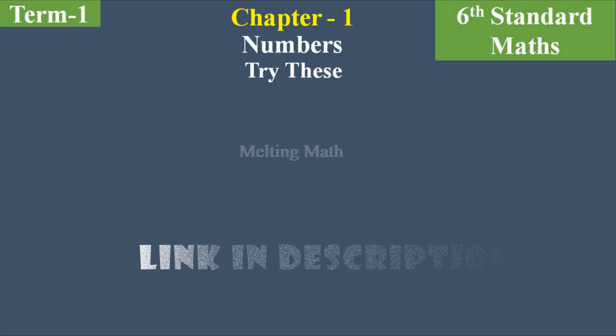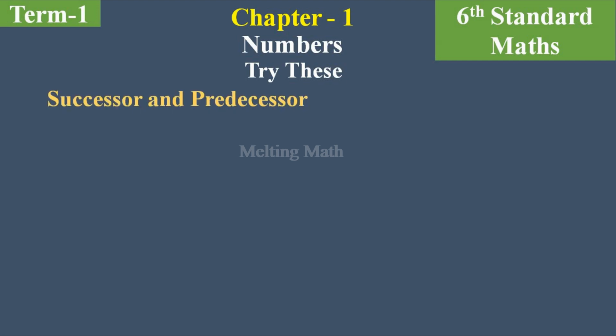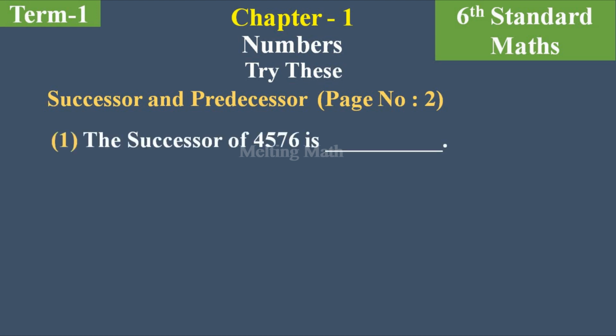So let's see some sums based on successor and predecessor, which is on page number 2 of your textbook. Let's see the first one. The successor of 4576 is dash. We already discussed this in the introduction class itself. Successor means we have to add 1 to the given number.